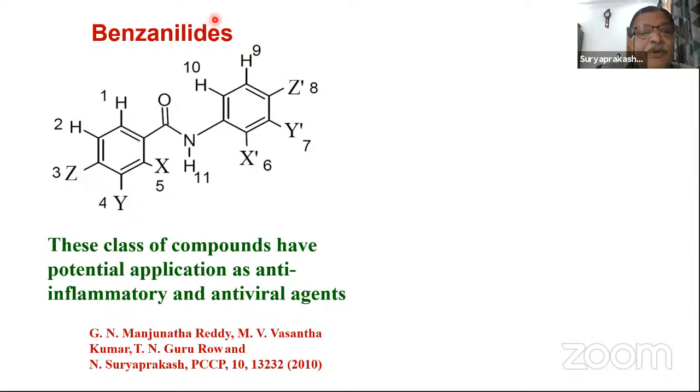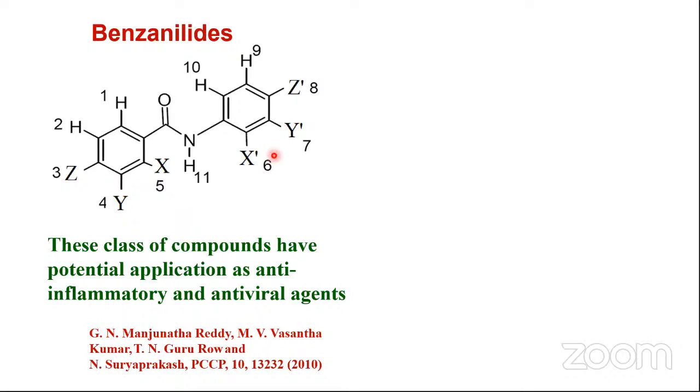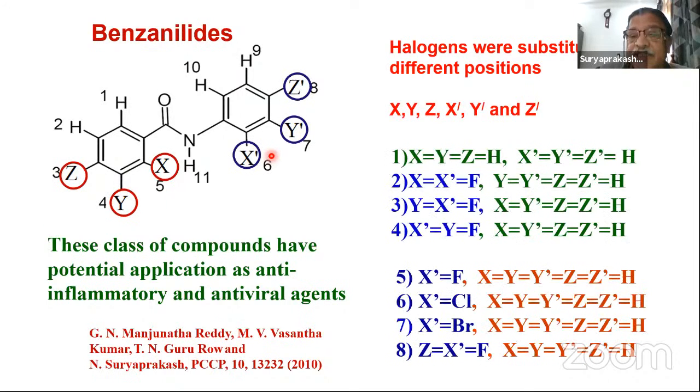Okay. So now if you look at this benzanilide molecule, you have X, Y, and Z marked here, and also marked X', Y', and Z' in this phenyl ring. These benzanilides are a group of molecules which have a lot of potential importance in the pharmaceutical industry. That's why we chose these molecules to study and understand weak molecular interactions present in them. And for that, we have synthesized a large number of molecules.